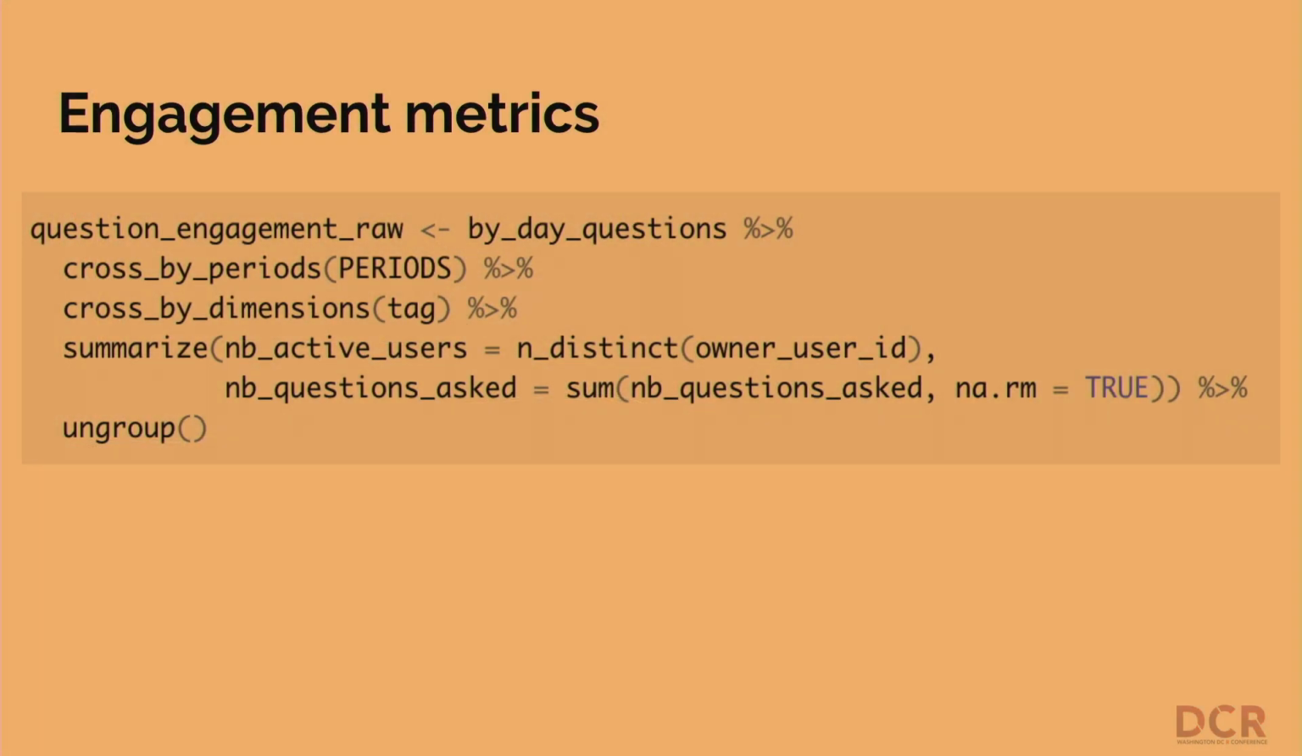here's how I would calculate the engagement metrics. I have the by-day questions. I'm going to cross by my periods, my tags. I'll calculate number of active users, and then my number of questions asked, just get a sum. Ungroup at the end of everything.